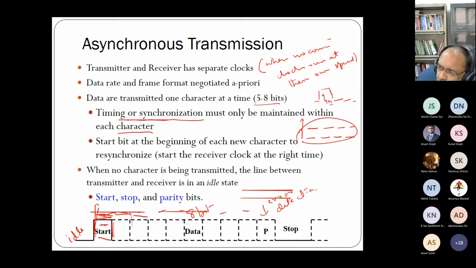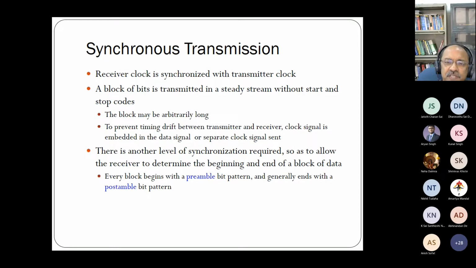So when I want to send very short things, it is okay. But when I want to send a log file or something, asynchronous transmission is not a very good idea, simply because the percentage of overhead is too much. So it's a nice thing to know, but if you look at modern day computer networks, you use mostly synchronous transmission. So synchronous says that I will assume that the receiver clock and transmitter clock are synchronized.